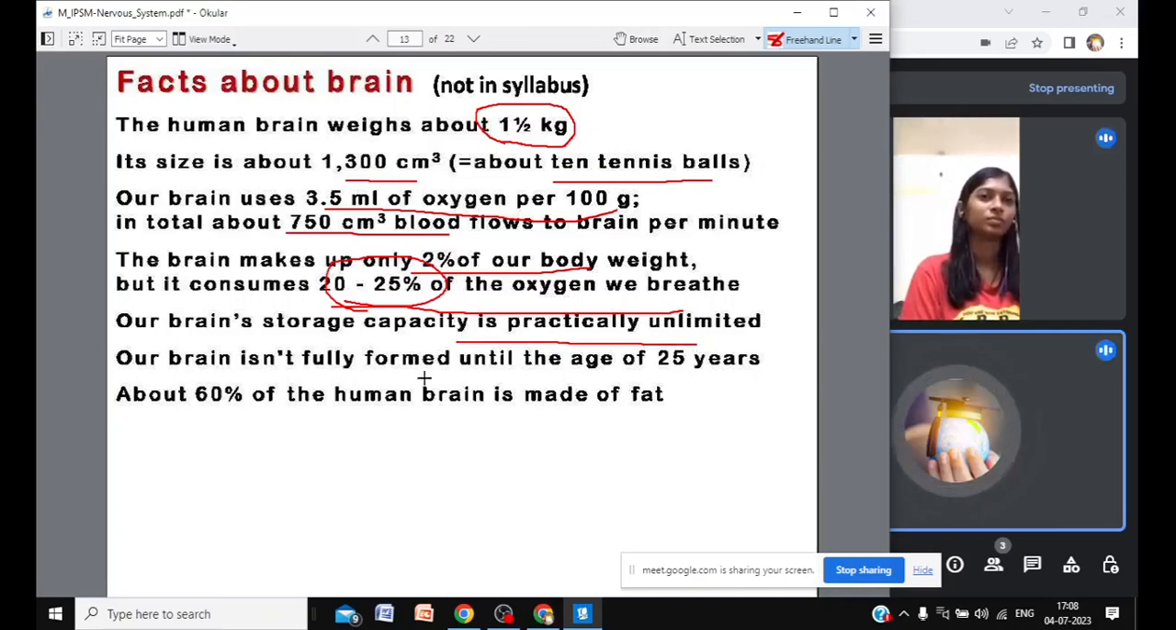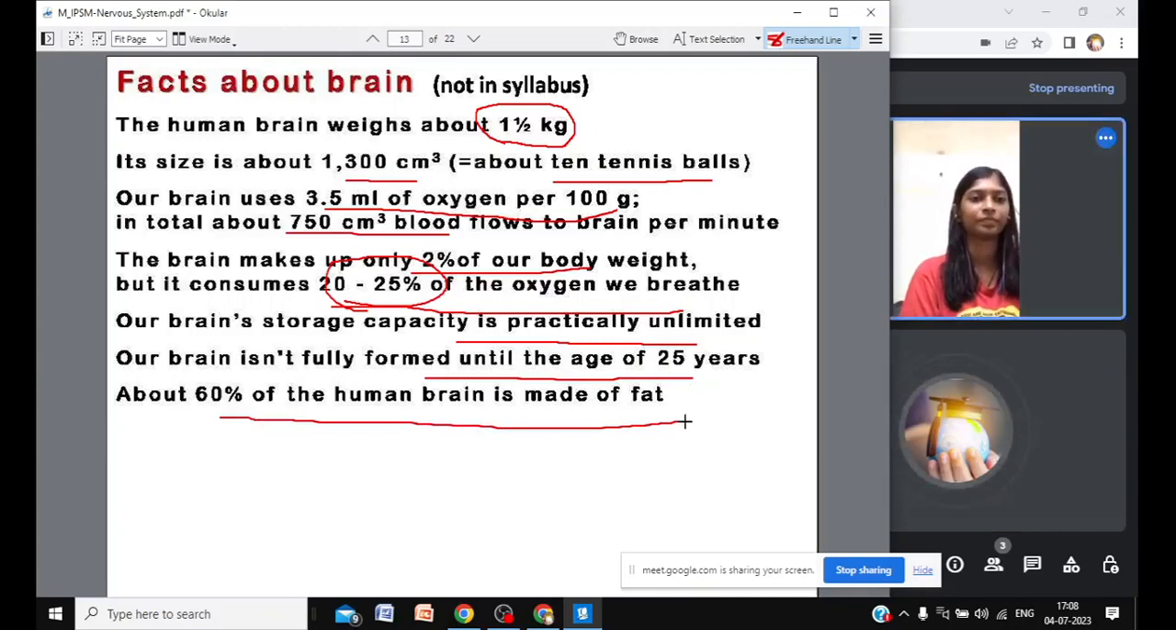The brain is not fully formed until the age of 25 years, and about 60% of the human brain is made of fat. Anyway, these facts are interesting information, but not in the syllabus.